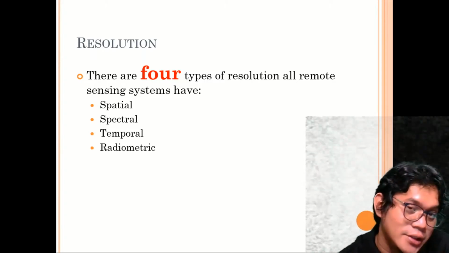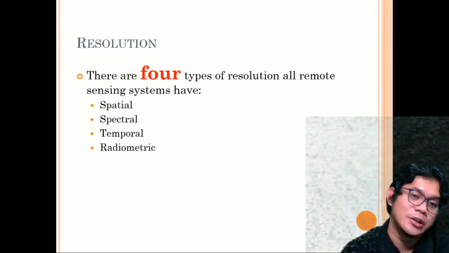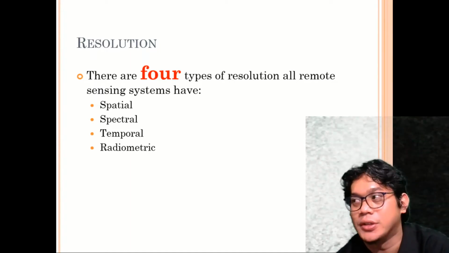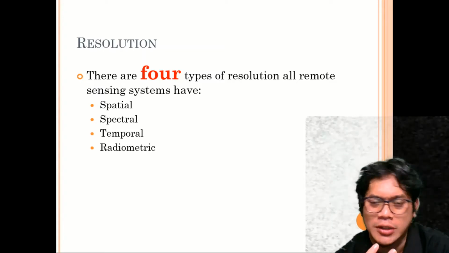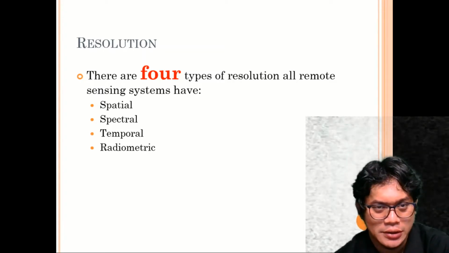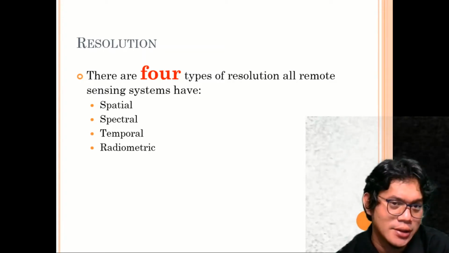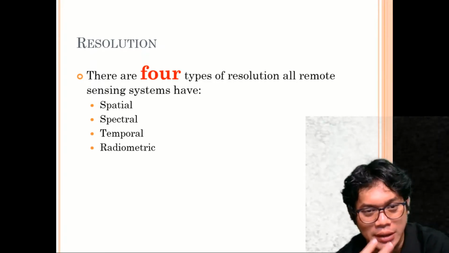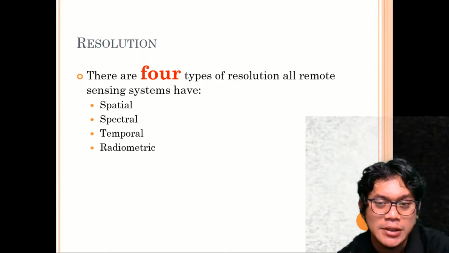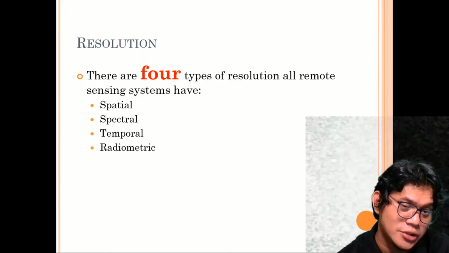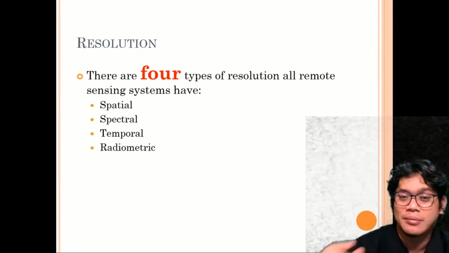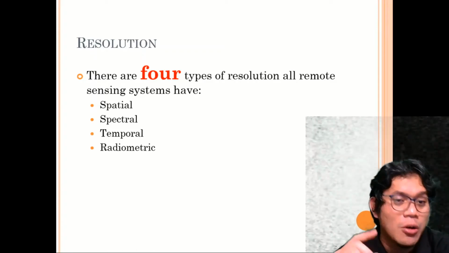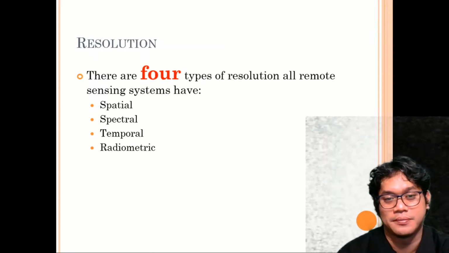But in remote sensing, it's beyond that. So what does it mean by resolution in remote sensing? There are 4 types: the first one will be the spatial, spectral, temporal, and radiometric. Basically, for the normal image, it will be the same as the spatial. Now we look at them one by one.